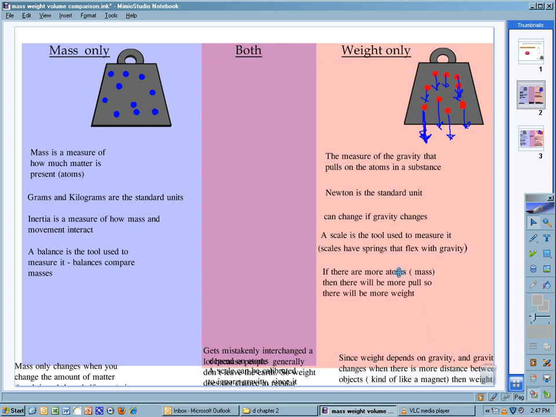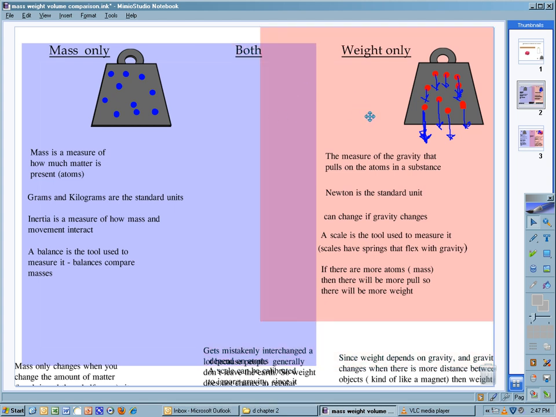If there's more atoms, then there's going to be more pull. So if you have more mass, you're also going to have more weight, as long as you're in the same environment, with the same gravity. So if you have more mass, you'll get more weight because of the gravity.